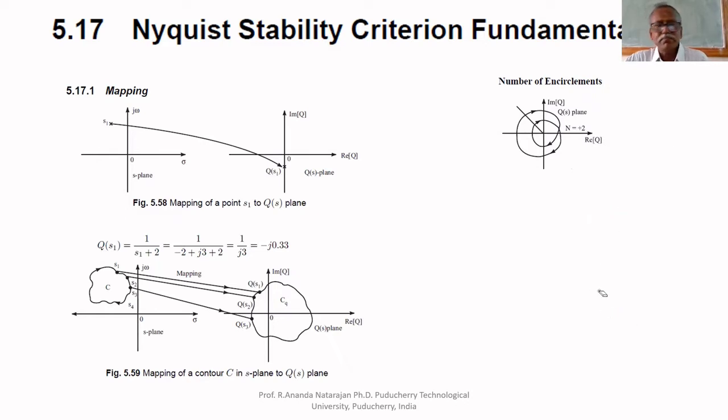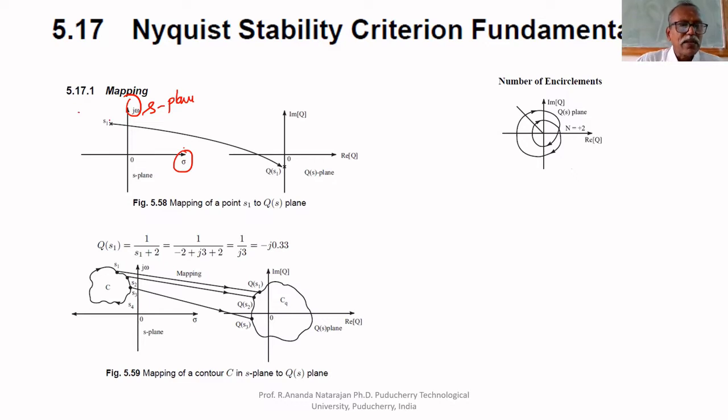Mapping means, suppose I'm having S-plane. This is S-plane, am I correct? Since its x-axis is sigma, y-axis is j omega, therefore, it is the imaginary plane, complex plane, that is S-plane. Complex plane is called S-plane.